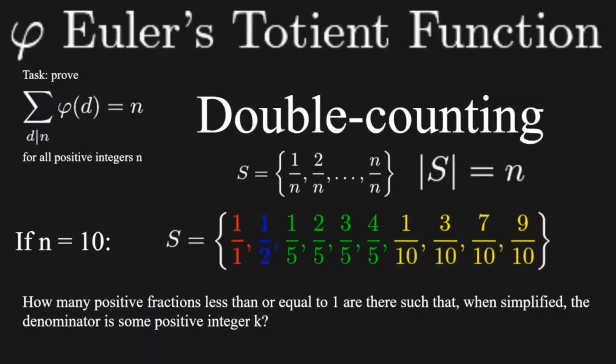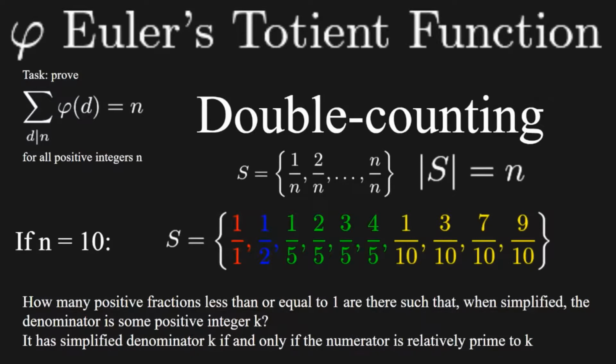How many positive fractions less than or equal to 1 are there such that when simplified, the denominator is some positive integer k? So for example, as we can see, for k equals 10, it would be 4, because we have 1/10, 3/10, 7/10, and 9/10.